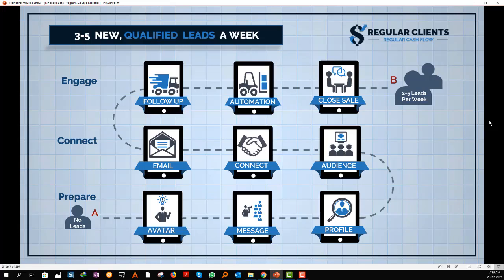So just a reminder of where we're going and what we're doing. The system is designed to get you 3 to 5 new qualified leads a week, and it's really broken down into 3 pieces.